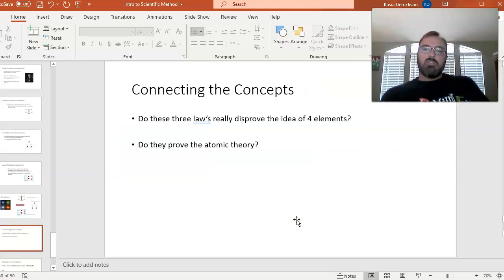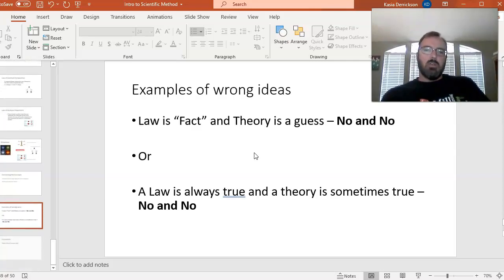And then one thing I like for students to do is really think on your own, right? Do these 3 laws really disprove the idea of 4 elements? Another thing: does the atomic theory actually explain them? How can you go through that? I'm going to go through some examples of how to do that in some other slides, in some other lectures later on, but it's important for you to try and think through these things and think, can you actually convince yourself of this?